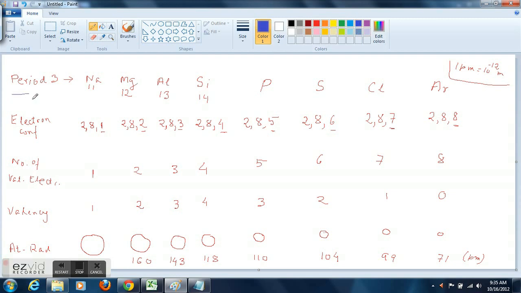The second element, magnesium, has 2,8,2. That means the last orbit has 2 electrons, like aluminum, 2,8,3. That means as we move along, the atomic number increases by 1 and the number of electrons in the outermost shell is also increasing by 1.